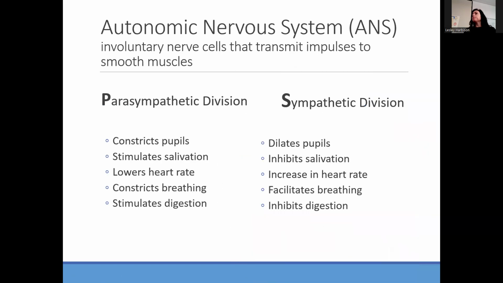Okay. So for the autonomic nervous system, sorry, I'm just giving myself a timer.